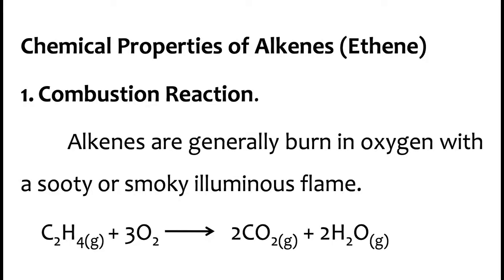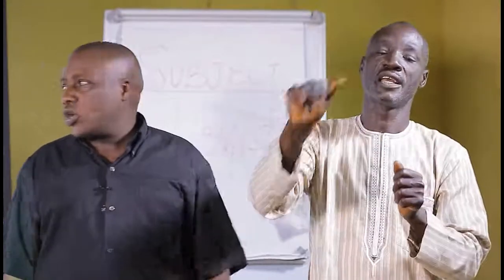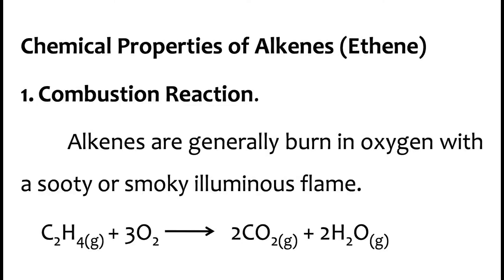Now let us look at the chemical properties of alkenes. Almost every organic compound undergoes a common reaction, and that reaction is called combustion. What is this combustion reaction? Whenever an organic compound reacts with oxygen, as the case may be, an alkene can react with oxygen to give us the only products we stand to get whenever organic compounds burn: carbon(IV) oxide and water.